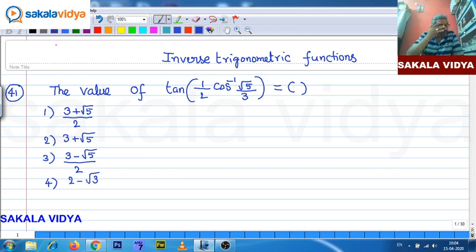Okay, Gangadhar, you are also new. Okay, Sushila, welcome Sushila.